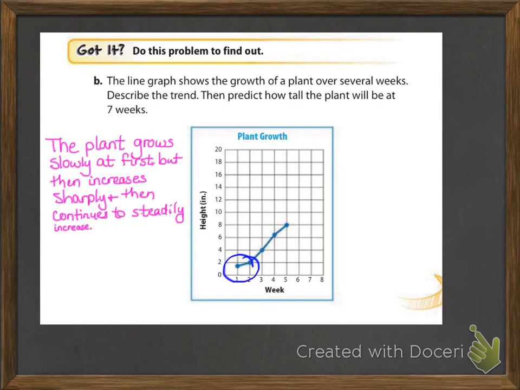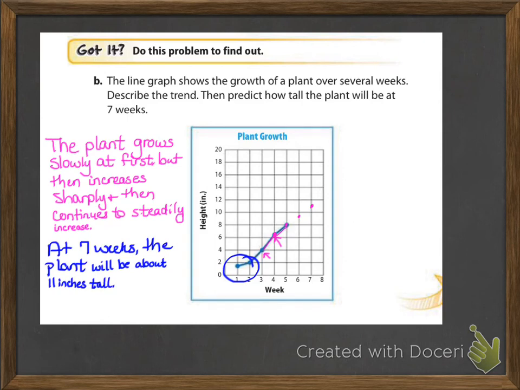So what we're going to do next is we need to predict what it's going to be at week 7. So what I'm looking at here is where my dots are. I'm looking at this dot, and I notice it increased by almost an entire square. So then from here to here, it went up about another square. So I'm like, all right, my next 2 dots would be right about this area. I just continued that trend going upward and increasing about the same amount. So therefore, you'll see what I put: that the plant will be about 11 inches tall in week 7.